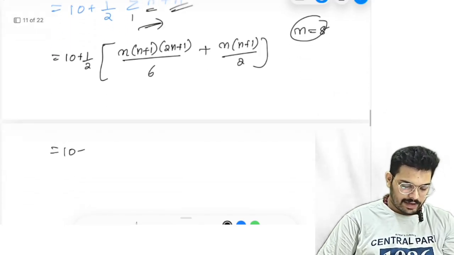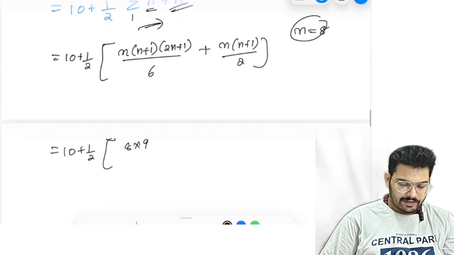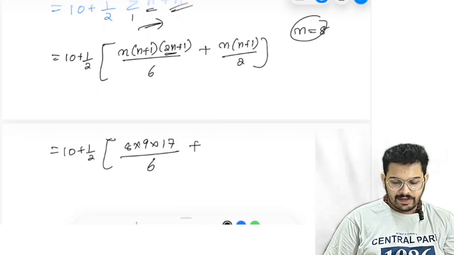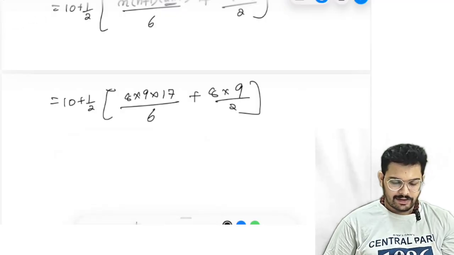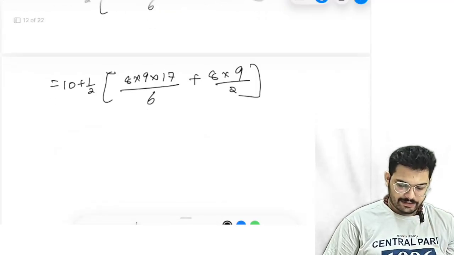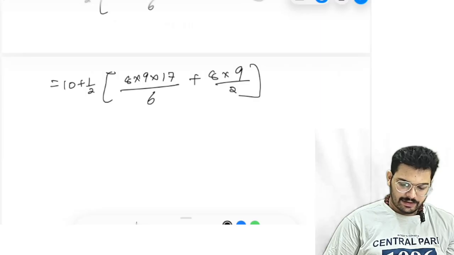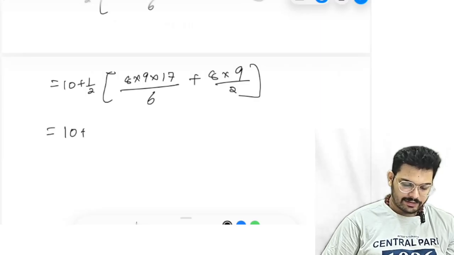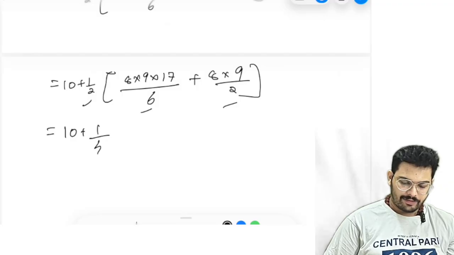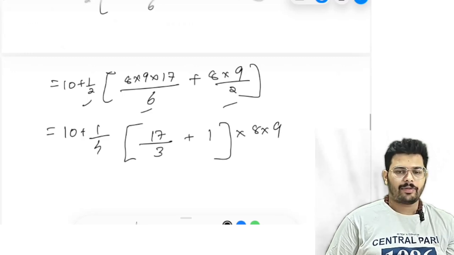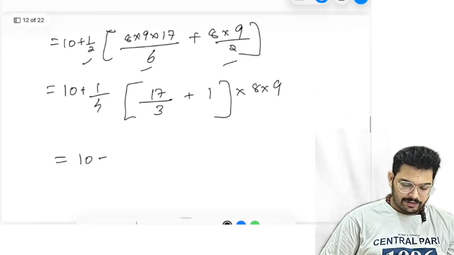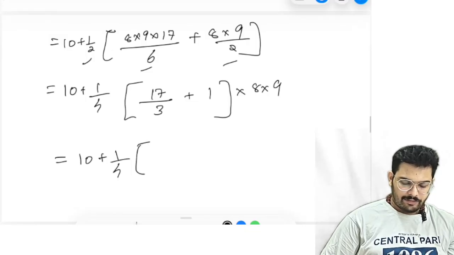Therefore this will become 10 plus half into 8 into 9 into 8 into 2, which will be 16, 16 plus 1 will be 17, divided by 6, plus 8 into 9 divided by 2. Here we will be simplifying this expression. We can take a 2 common, so it will be 10 plus 1 by 4. We have taken a 2 common from the denominator. So in this denominator 3 is left, here nothing is left, and we are taking 8 into 9 also common.